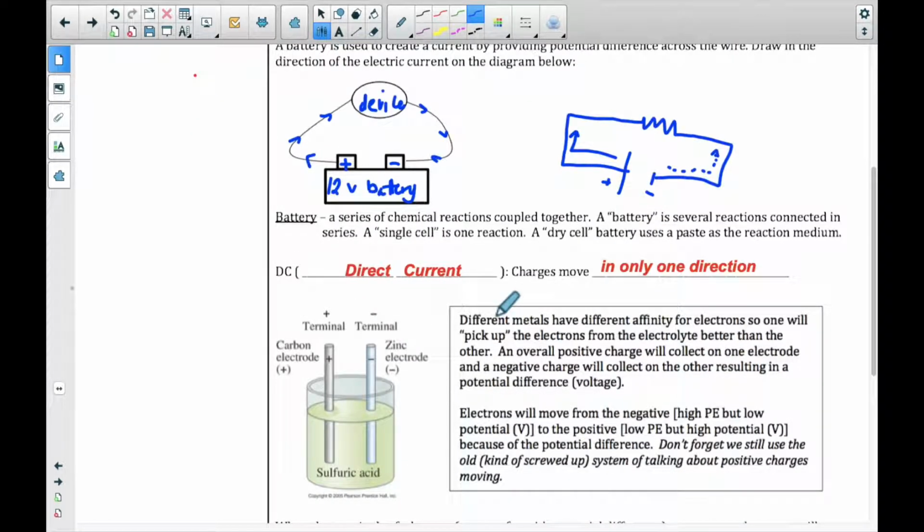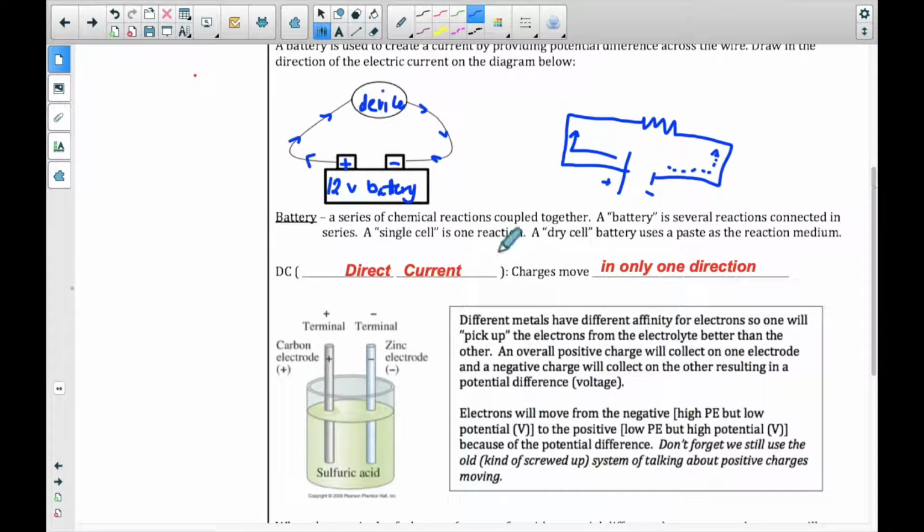Just to take a second to talk about batteries. What is a battery? I wonder if you have in chemistry created batteries. A battery is a series of chemical reactions coupled together. A battery is several reactions connected in a series, and then a single cell is one reaction. A dry cell battery uses a paste as the reaction medium. There are also things called wet cell batteries. There are things called gel cell batteries. In any case, that's what a battery is, and you may or may not have done that in chemistry classes, created a battery from a chemical reaction.